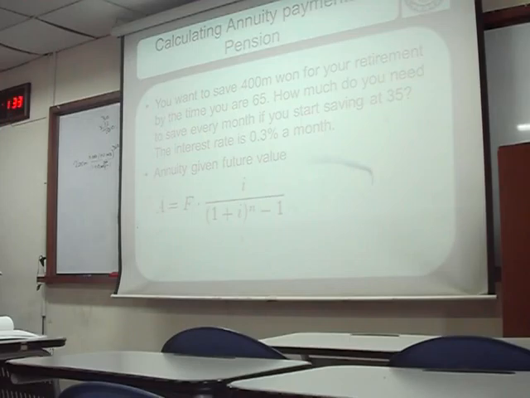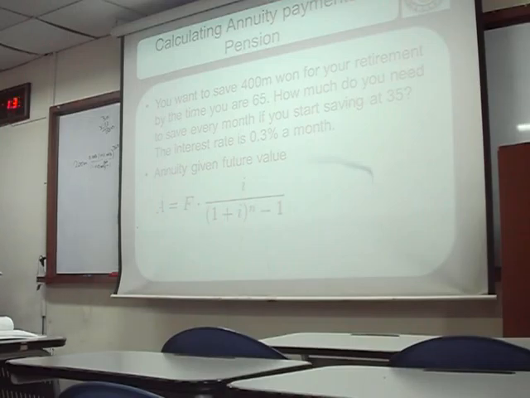Let's say you don't start saving when you're young. You spend your money on other things, right? So you start saving a little bit late. You've got 30 years to save for your pension, between 35 and 65. How much do you need to save every month to get this much at the end? So this is annuity given future value. We know the future value we want for our pension. You understand pension? When we stop working, we get paid some money.